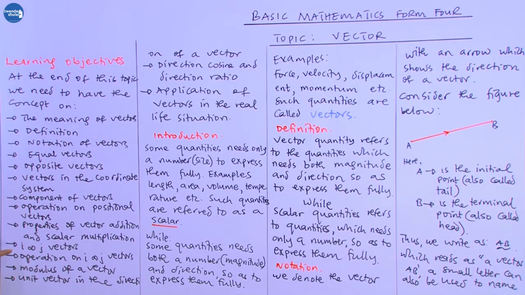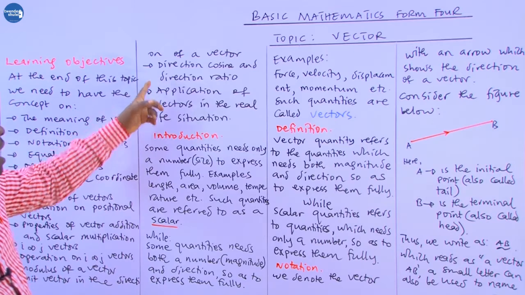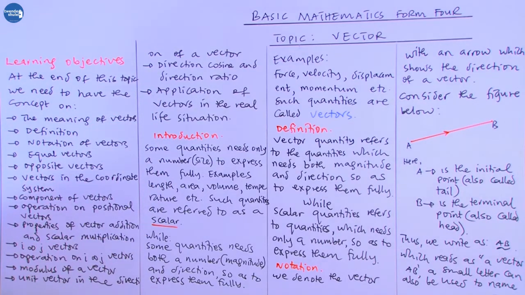And we will have to know the concept of I and J unit vectors, operations of I and J, modulus of a vector, called the magnitude of a vector. Also we'll be checking the unit vector and the direction of the vector. We'll have to know the idea of directional cosine and the directional ratio of vectors. And then we will be concluding with the application of vectors in real life situations.